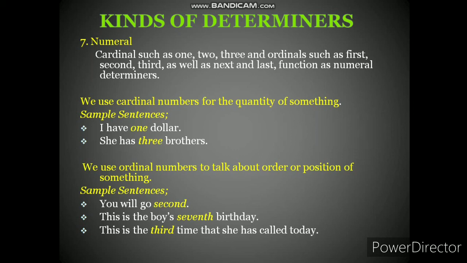Last is numeral. Cardinals such as 1, 2, 3 and ordinals such as first, second, third, as well as next and last function as numeral determiners. We use cardinal numbers for the quantity of something, like I have $1. She has 3 brothers. We use ordinal numbers to talk about the order or position of something, like you will go second. This is the boy's 7th birthday. This is the 3rd time that she has called today.